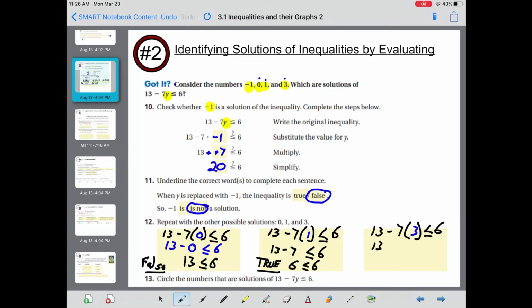And 13 minus 7 times 3, well, 7 times 3 is 21. And 13 minus 21 is -8, is less than or equal to 6. Is -8 less than a positive 6? Well, yeah, that's true. So go ahead and circle 3 for number 13 as well.